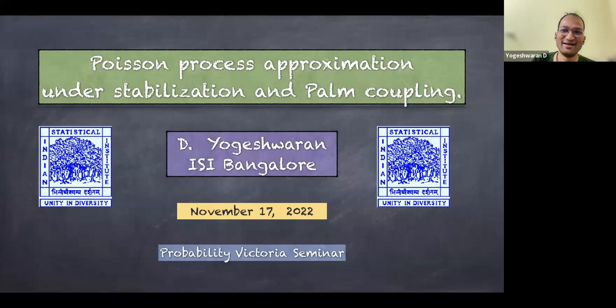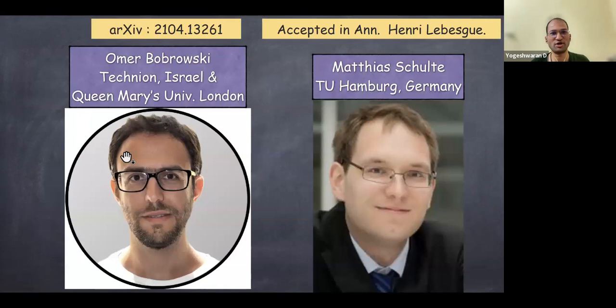This is joint work with Omer Bobrowski at Queen Mary and Matthias Schulte in Hamburg. It actually benefited a lot that Matthias visited Bangalore just before the pandemic. One reason in-person conferences and seminars help is that Omer and I were discussing something, and Matthias was in Bangalore, and we could just start bouncing off ideas. It got started, and through the pandemic we managed to continue.